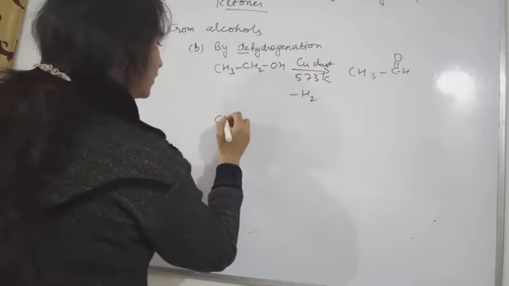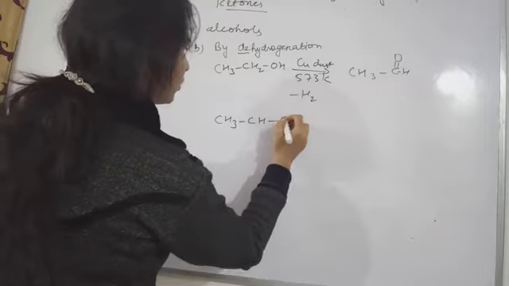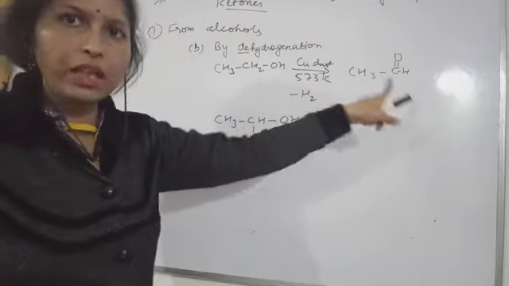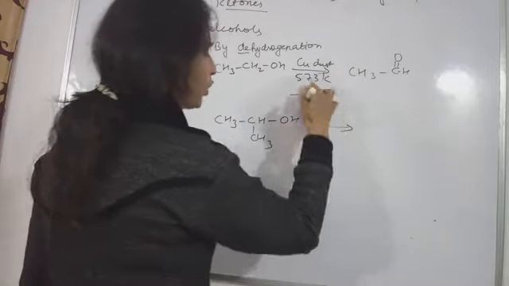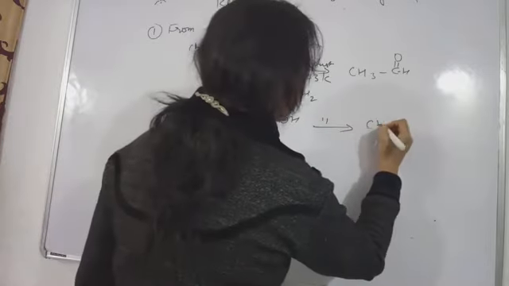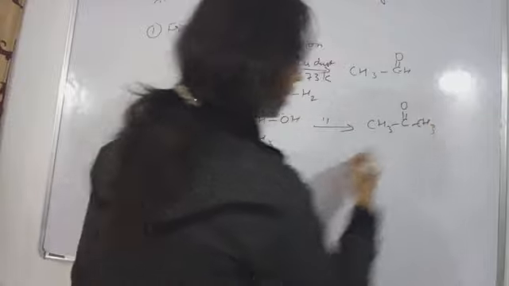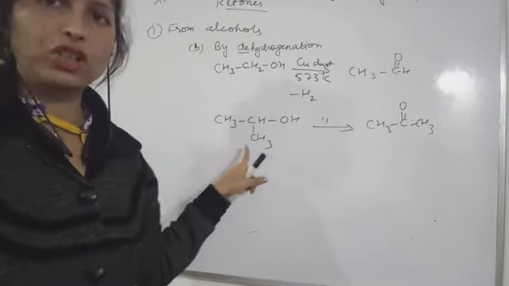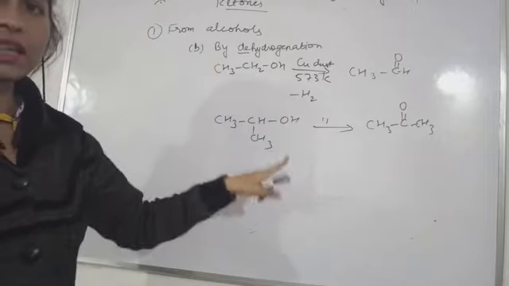Now in place of this, if you are taking secondary alcohol. This was primary alcohol, and primary alcohol gave you aldehyde, very much easy. Here also the same thing, the copper dust, 573 Kelvin, everything will remain the same. But here the product will be different because now you are going to get a ketone. So this also will be the method of preparation of aldehydes and ketones. So by alcohols we made it like this.